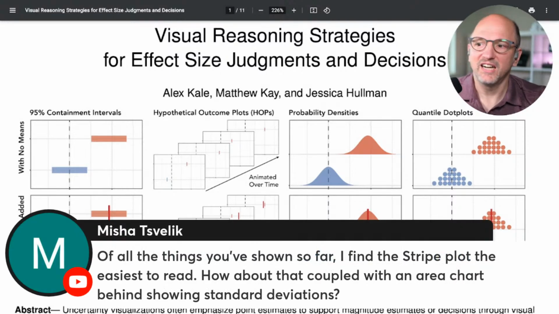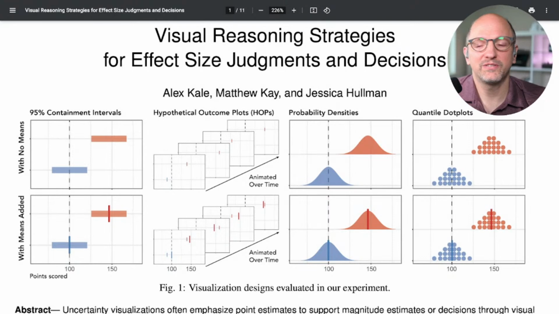So yeah, this is an interesting idea. I don't know if that would work. Further studies are certainly needed. So I find the stripe plot the easiest to read. How about that coupled with an area chart showing standard deviations? I don't know. Would be worth trying out. I don't think that has been tested, not that I know of, but that doesn't mean it hasn't been done.